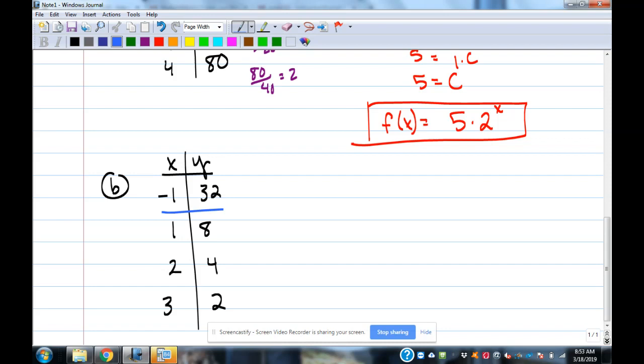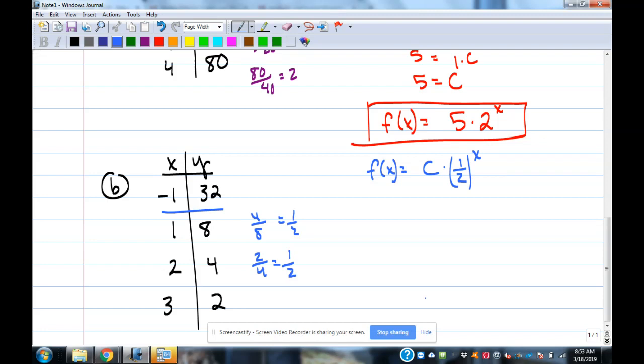So, we'll start with 4 over 8. That's 1/2. And then 2 over 4 is 1/2. We only get 2 of them there, but they're both the same. Most likely it is exponential, and your decay factor is 1/2. So f of x equals c times 1/2 to the x power. And then we need to find out what the c value is.